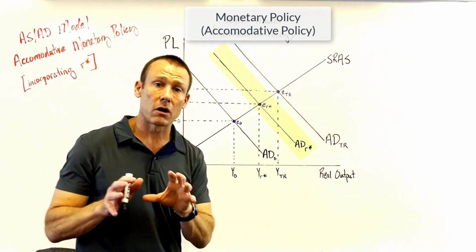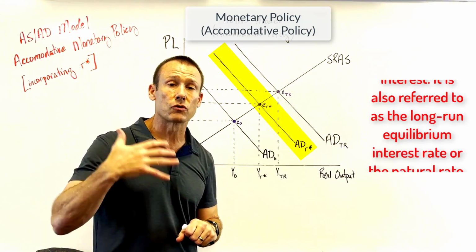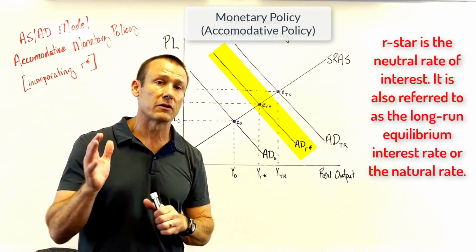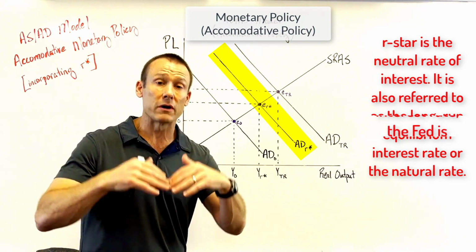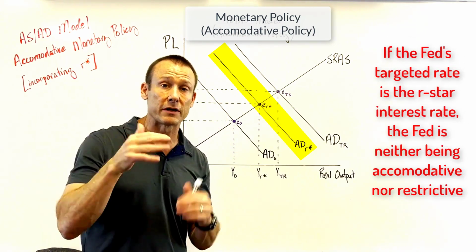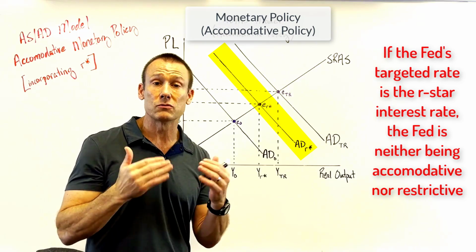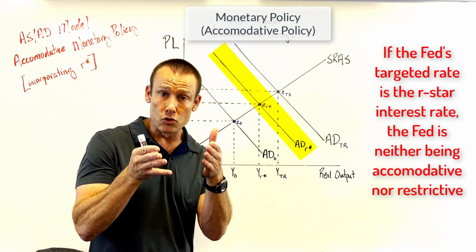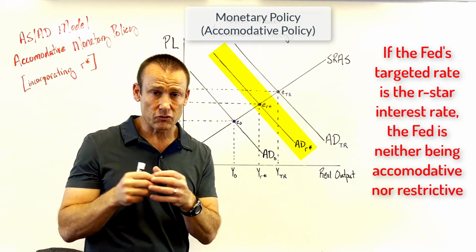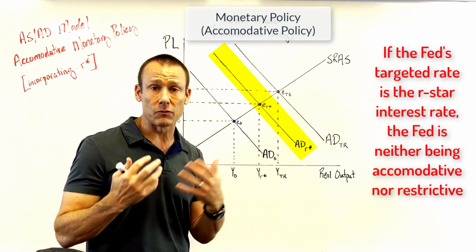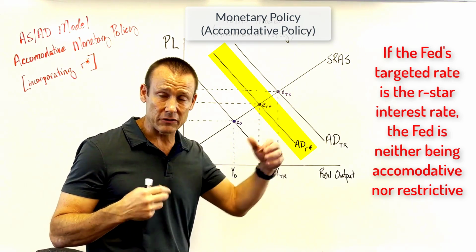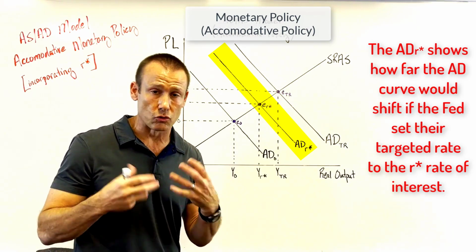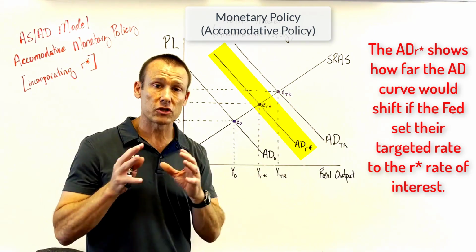Well, let's talk about R star first, okay? R star is the neutral interest rate, okay, or the long run natural rate of interest. Basically, it's an interest rate that in the long run should not create any more inflationary pressure, shouldn't increase the inflation rate, nor decrease the inflation rate, and also not increase the unemployment rate or decrease the unemployment rate. Basically, think of that term, neutral rate of interest. It's an interest rate where the Fed is not being accommodative or we'd say stimulative or expansionary, nor is it being restrictive or contractionary. It's where the Fed is being neutral towards the economy. That's the R star rate.